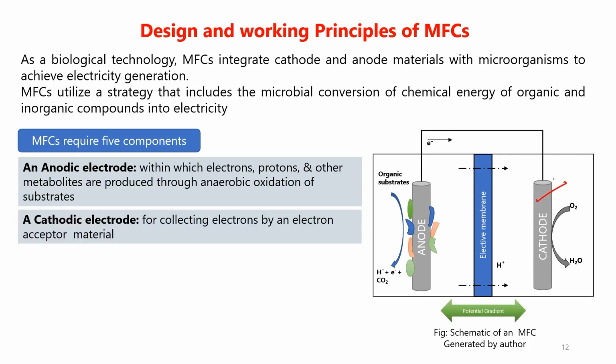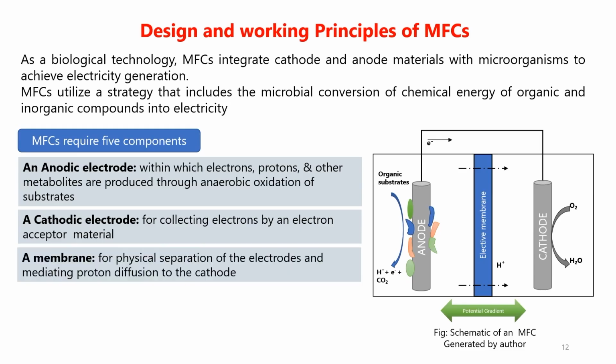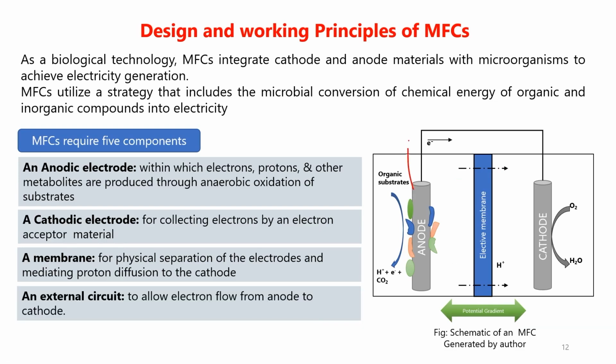Then we have a cathodic electrode, which is required for collecting electrons by an electron acceptor material. Then we have a membrane. As you can see, this membrane helps in physical separation of the two anodic and cathodic chambers and helps in the mediation of the proton diffusion to the cathode from the anodic chamber. Then we have an external circuit which allows electron flow from anode to the cathode.